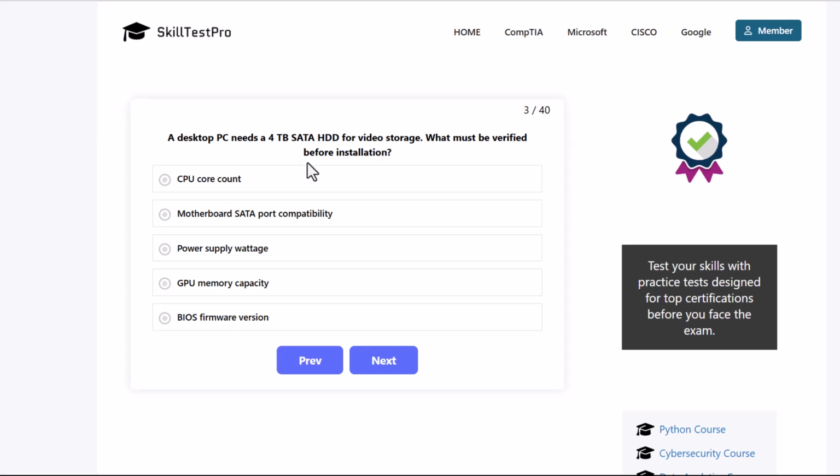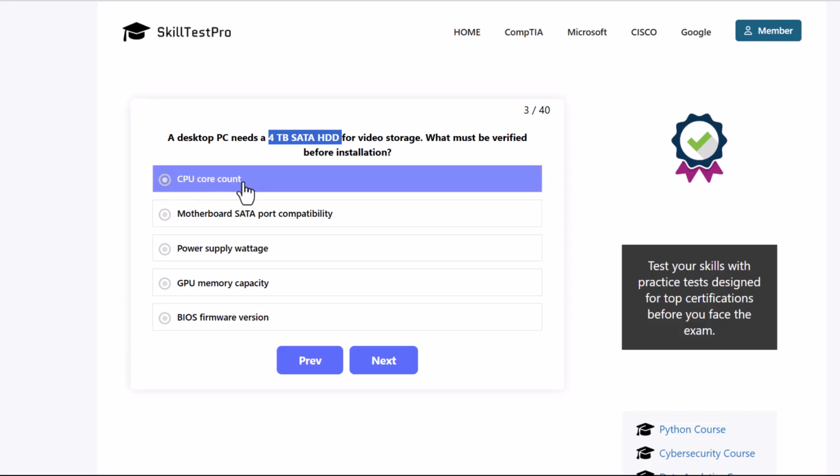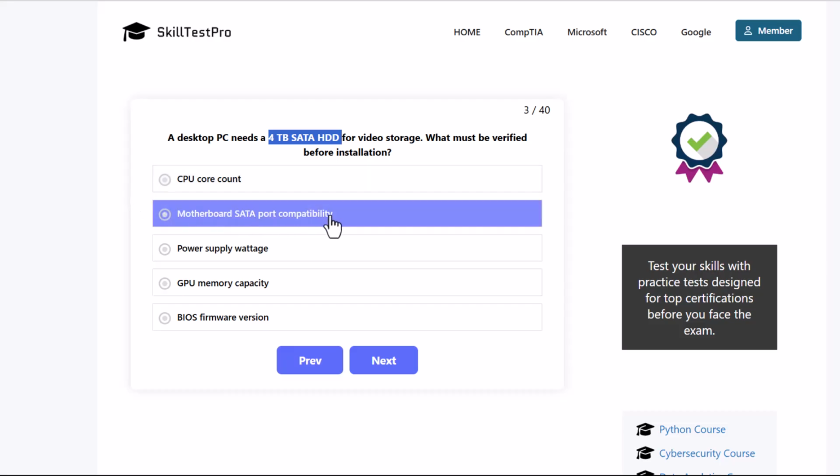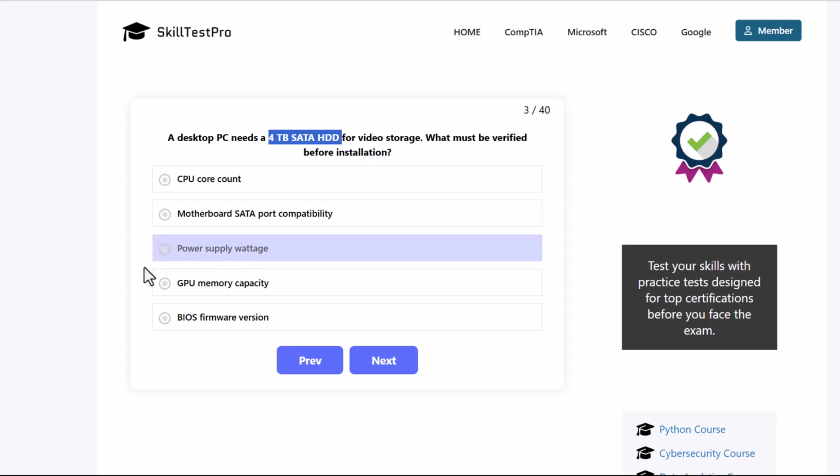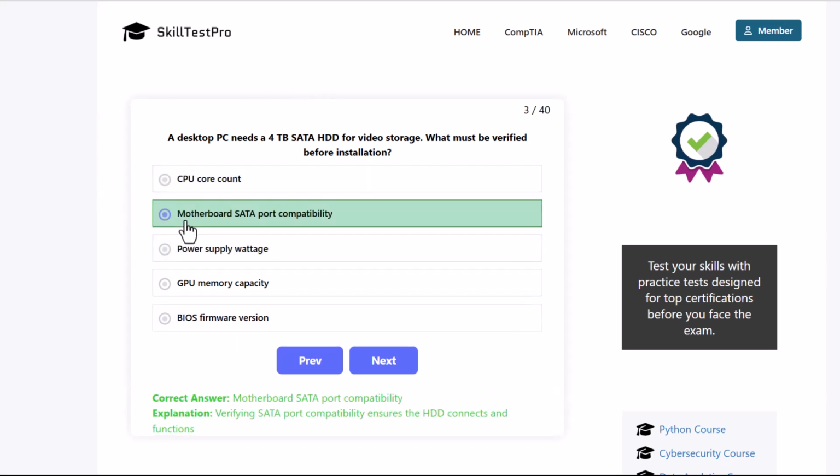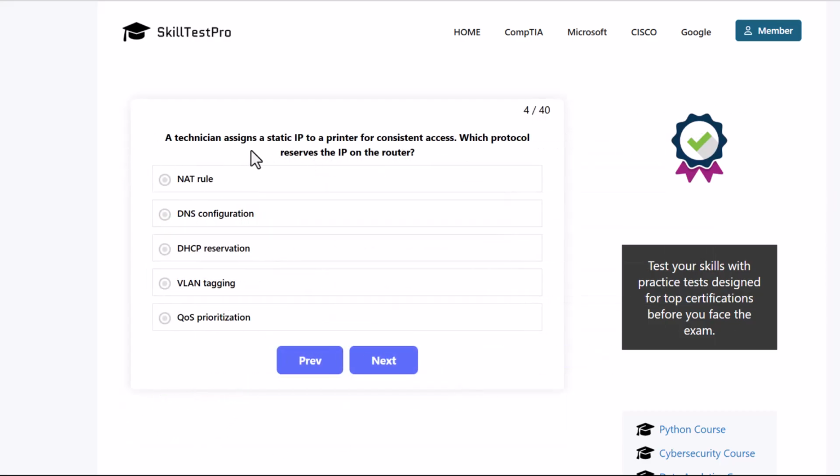And next question: a desktop PC needs a 4 TB SATA HDD for video storage. What must be verified before installation? So if you want to install a 4 TB hard disk drive, what must be verified before this type of installation? CPU core count, motherboard SATA port compatibility, power supply wattage, GPU memory capacity, or BIOS firmware version. And here the correct answer would be motherboard SATA port compatibility, as verifying SATA port compatibility ensures the hard disk drive connects and functions.